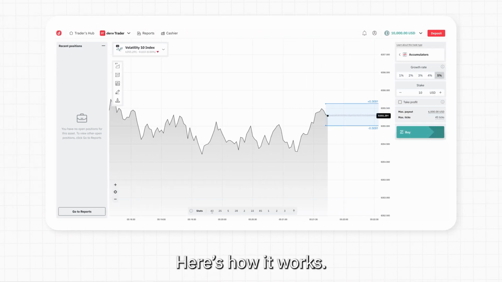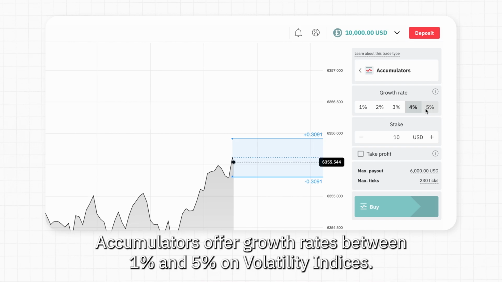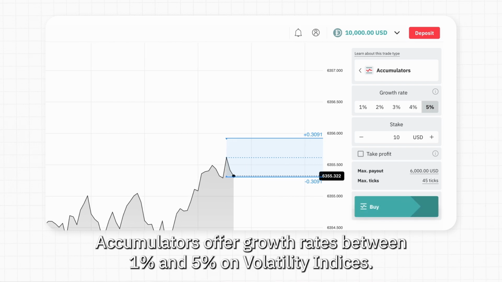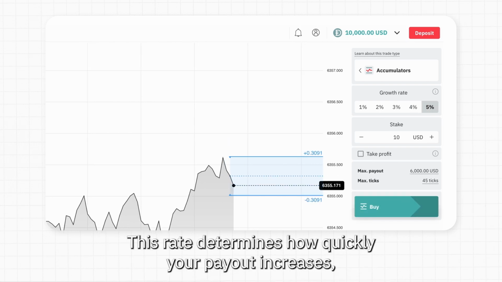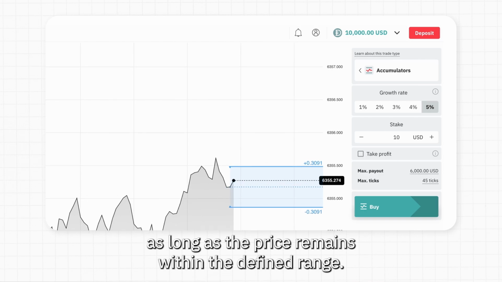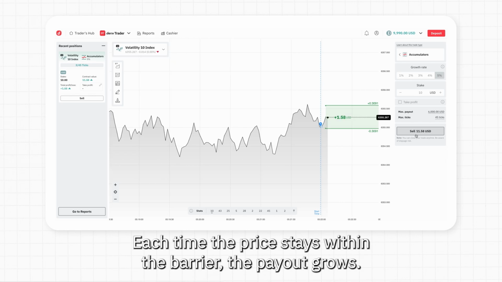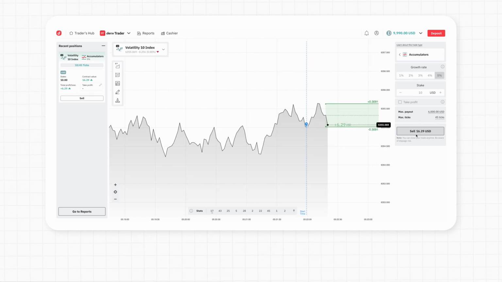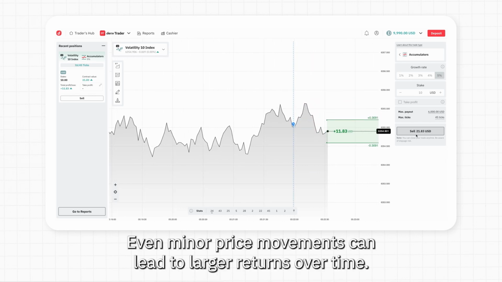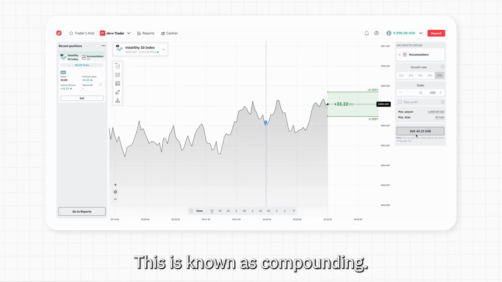Here's how it works. Accumulators offer growth rates between 1% and 5% on volatility indices. This rate determines how quickly your payout increases as long as the price remains within the defined range. Each time the price stays within the barrier, the payout grows. Even minor price movements can lead to larger returns over time. This is known as compounding.